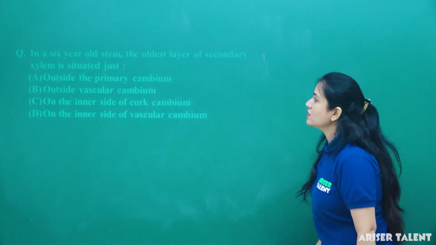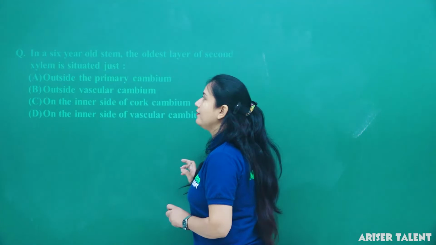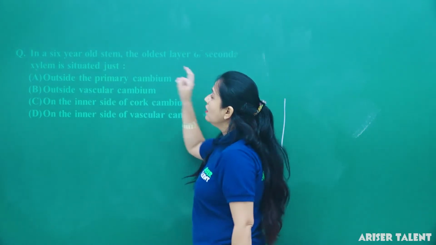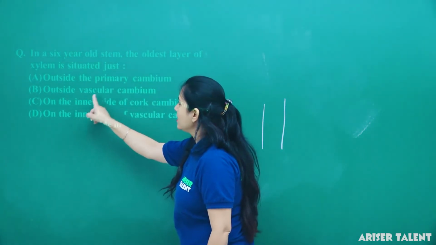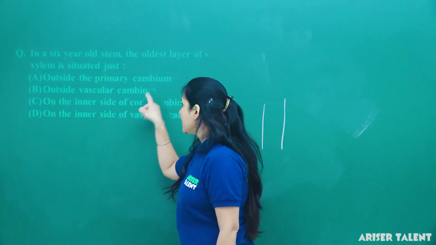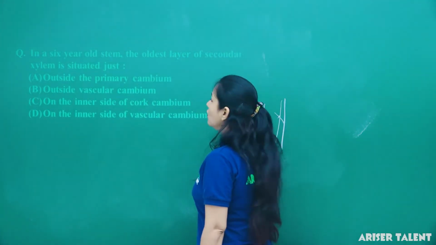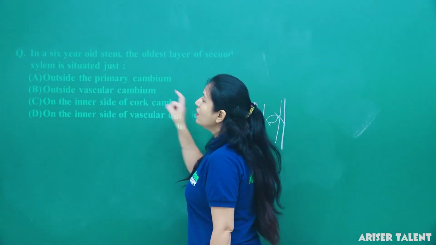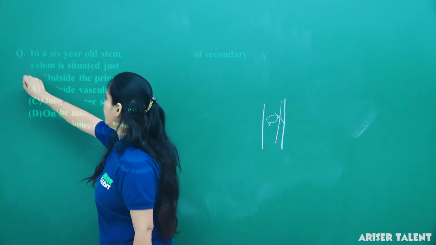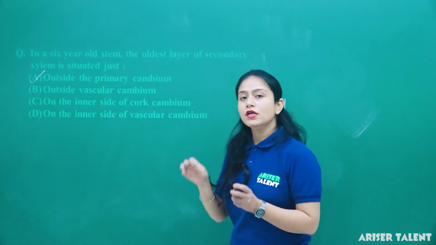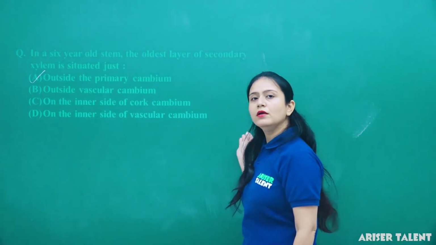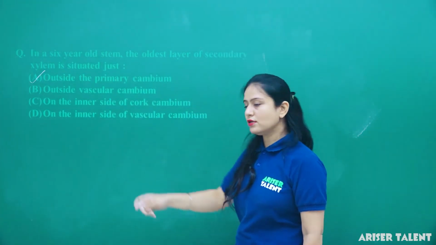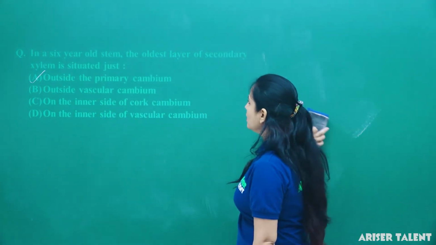Next: in a 6 years old stem, the oldest layer of secondary xylem is situated just outside the primary xylem, primary cambium, or vascular cambium? On the inner side of vascular cambium, we all know vascular cambium. So what is the option? Outside the primary cambium. Why? Because due to the secondary growth, secondary xylem will appear outside the primary cambium. Okay. So this is the correct answer. Option A is the correct answer of the given statement.